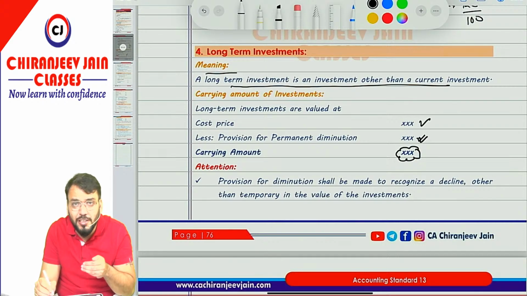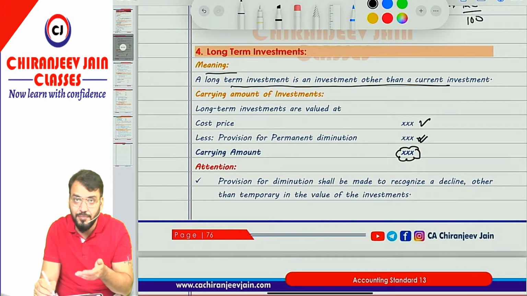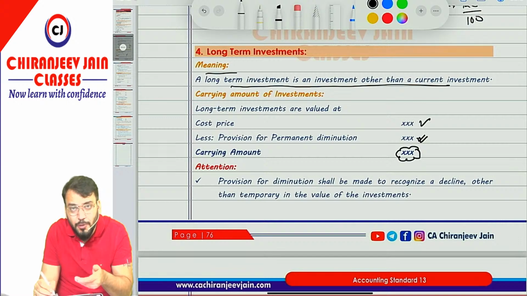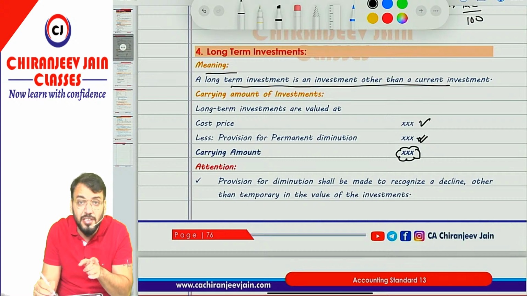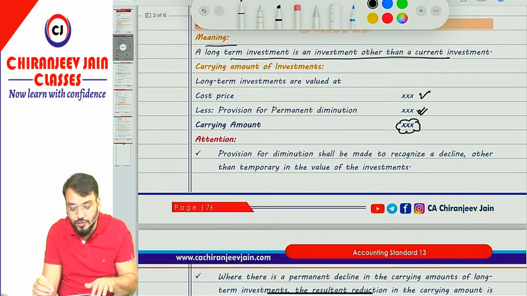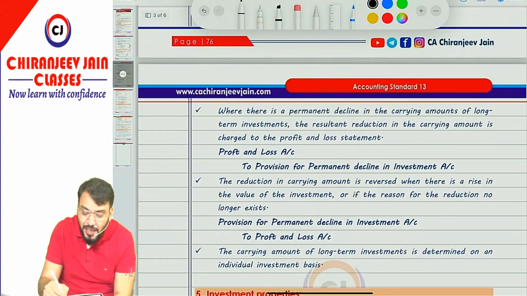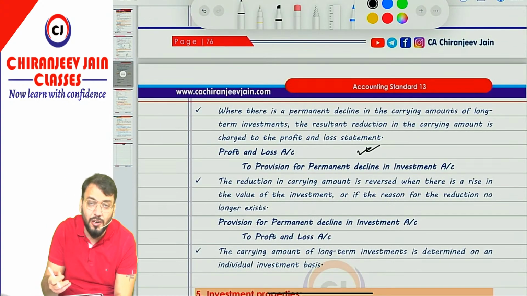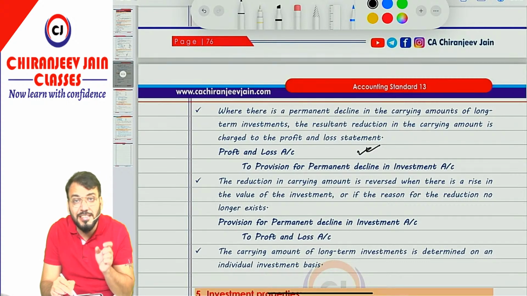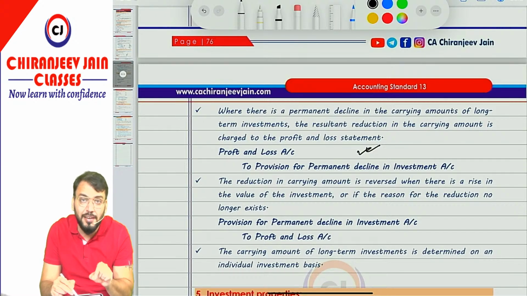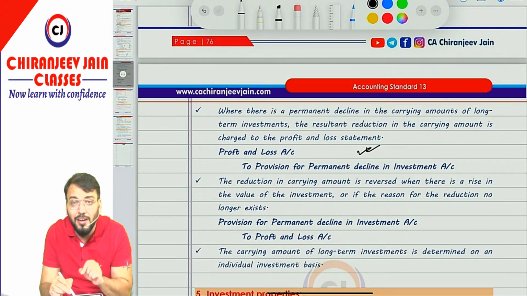Means we should not create any provision for temporary decline. If the decline is in the nature of temporary, then we will not create any provision for such temporary decline. So provision needs to be created only for permanent decline. Understood? So what will be the journal entry for creating such provision? Profit and loss account debit to provision for permanent decline. Correct? We are not reducing that loss from the value of investment directly. We are creating a separate provision for long-term investment. So the journal entry becomes profit and loss account debit to provision for permanent decline.